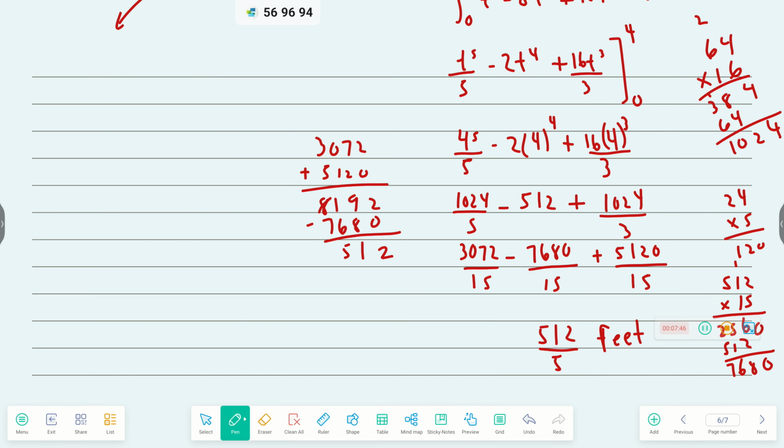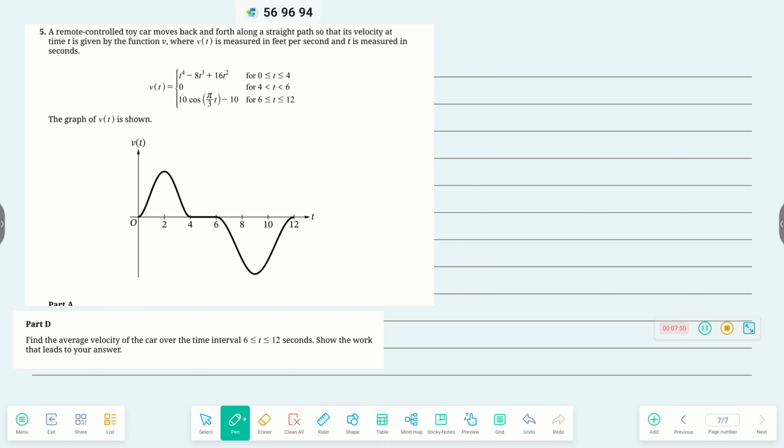I'm going to go on to the next one. If it's wrong, just tell me. I hope that's right, but at least you know how to do it. The average velocity of the car over the time. Find the average velocity from 6 to 12. Show the work that leads to your answer.